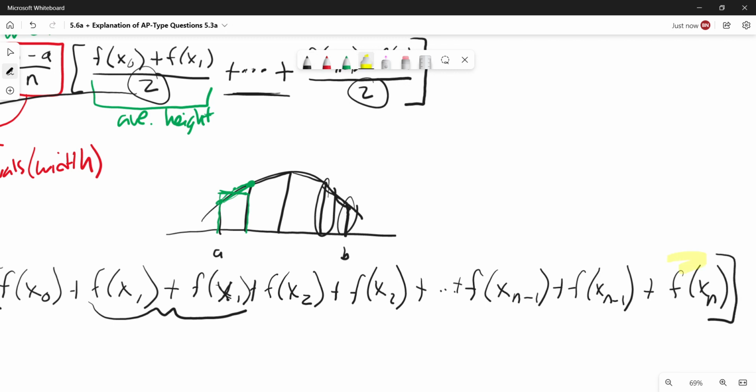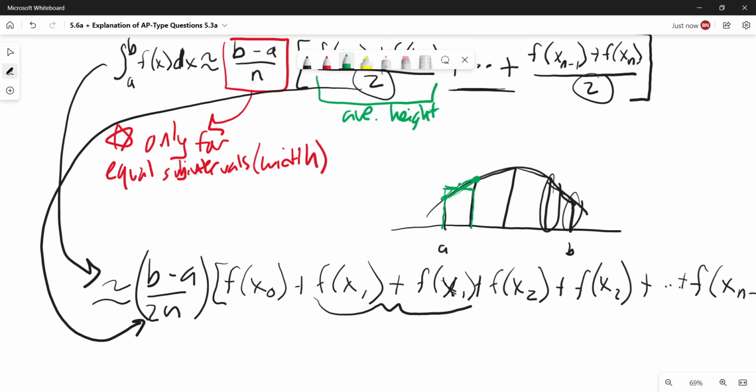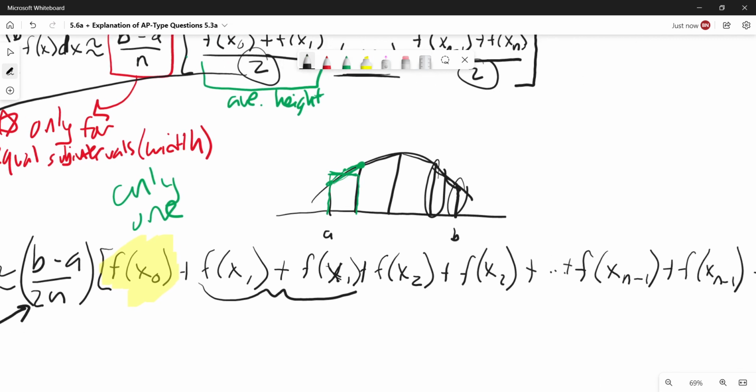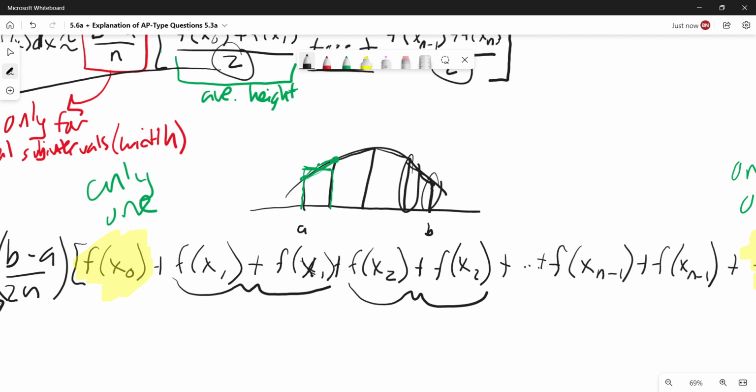So there's only one of these, right? Only one. And then back here, same thing. There's only one at that endpoint. But for all the other ones, you're going to have 2 of them. They occur twice because they occur as the right bound of the trapezoid to the left and the left bound of the trapezoid to the right. So anything in the middle is going to be used twice, as the right and also the left bound.